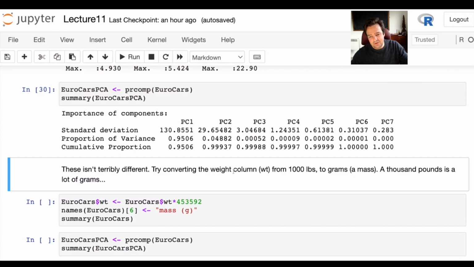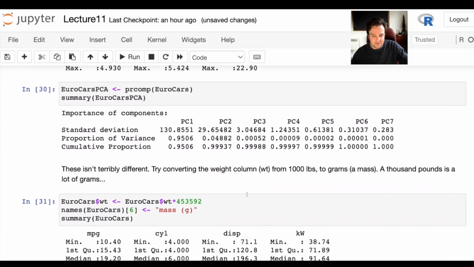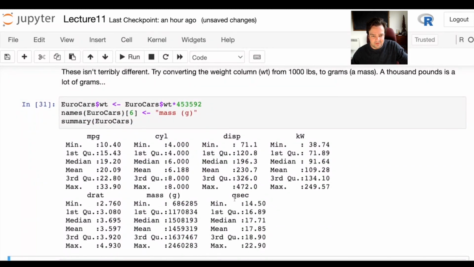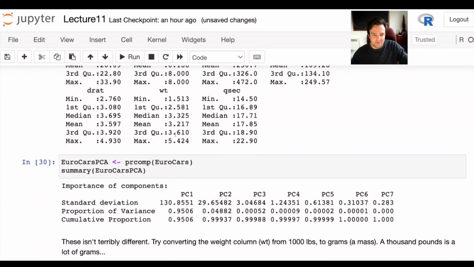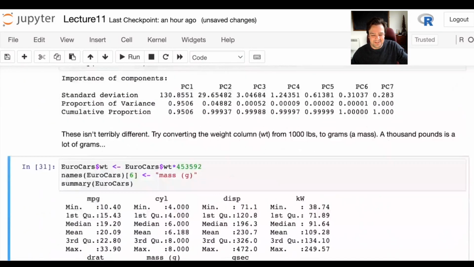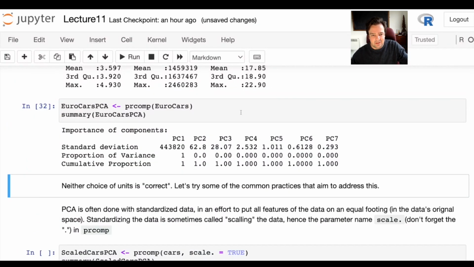So let's try something with a bigger difference. The weight was in thousands of pounds, and we'll change that to grams. There are many, many grams in 1,000 pounds, almost 500,000. So that's a much bigger change. Here's just the summary. You can see that I successfully changed things to grams. The minimum is 686,000 now, and before the minimum was 1.5. Okay, so we'll do the principal component analysis and see what we get.